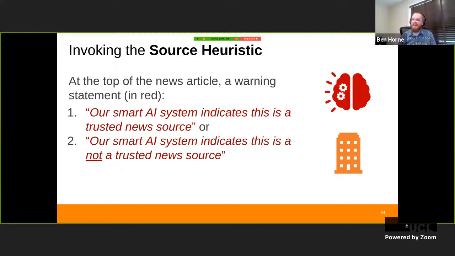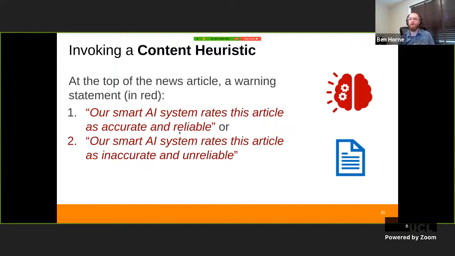We're just adding on this caveat that the reason our AI chose this is because of the news source. The second one is going to try to invoke a content heuristic, because again, this is another class of heuristics that was used more for correct decisions than it was for incorrect decisions. So at the top of our news article, we'll again have a warning label. This time it says our smart AI system rates this article as accurate and reliable or inaccurate and unreliable.